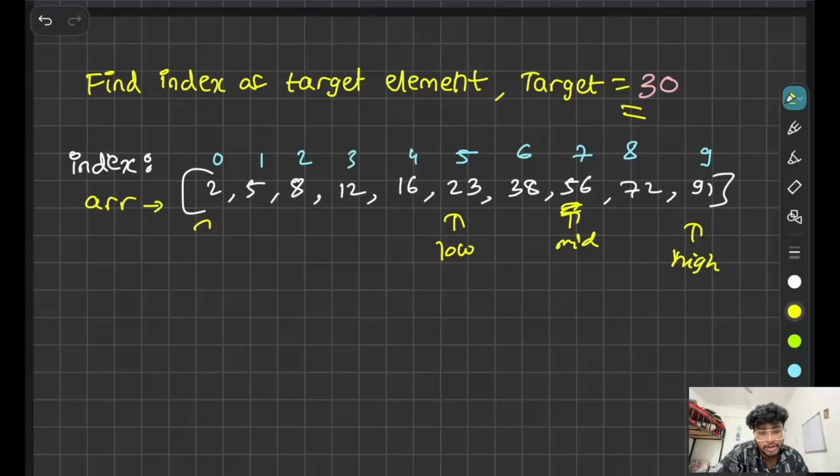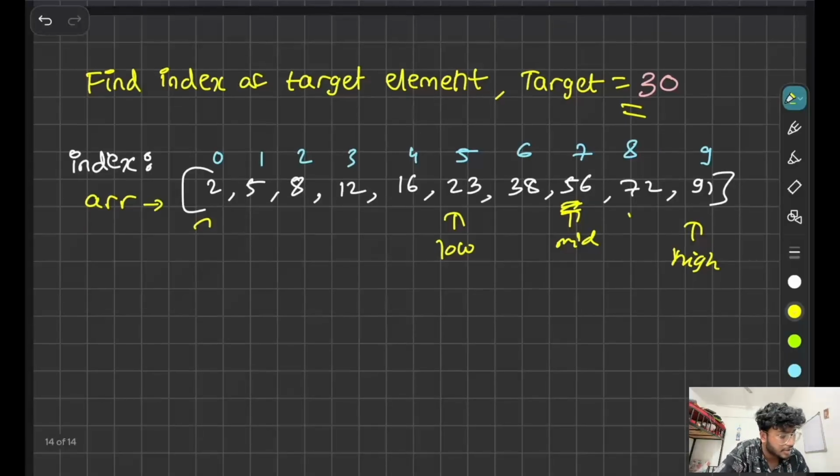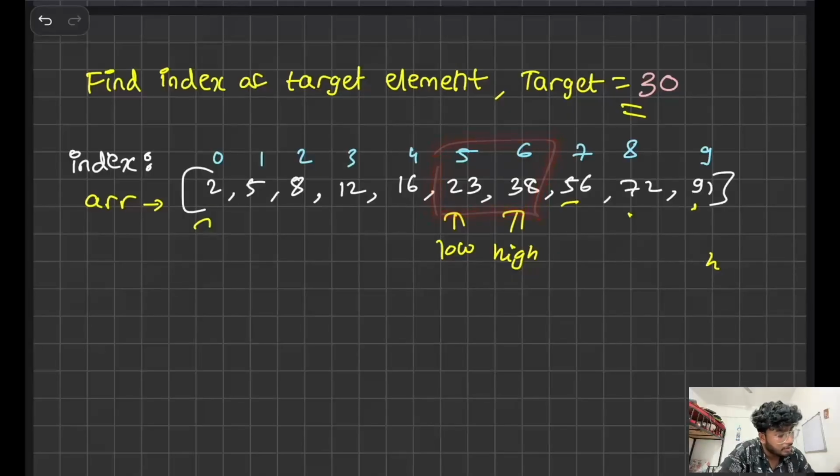So I know for sure that every element greater than 56, which is 72 and 91 here, would also be greater than my target. So I'll eliminate my search space again by eliminating the right half. Now I'll make my high equal to mid minus 1, which is 7 minus 1, which is 6, right? So my high would be here. Now my search space has reduced to these elements. We'll do the same again.